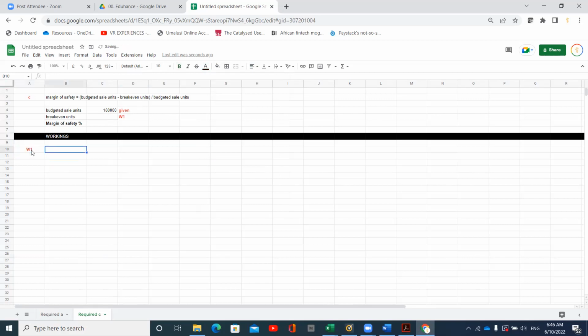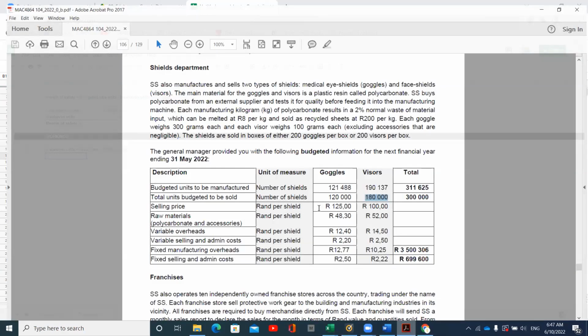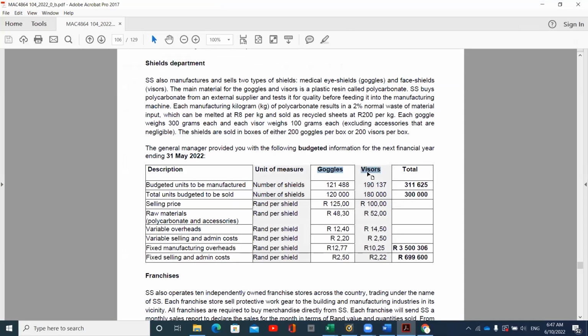So we start off with writing down the formula. Break-even units equals fixed costs divided by contribution margin per unit. Now remember, third year as well as CTA, we don't anymore deal with contribution margin. We deal with a weighted contribution margin, and what confirms that is that we have two products. When we have one product, we use contribution margin. When we have more than one product, we use a weighted contribution margin.